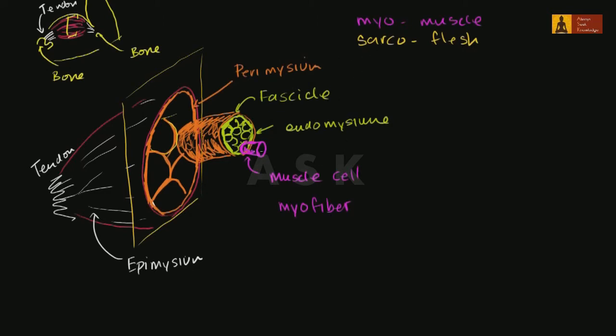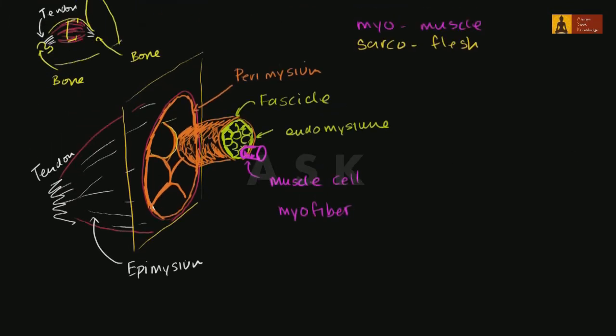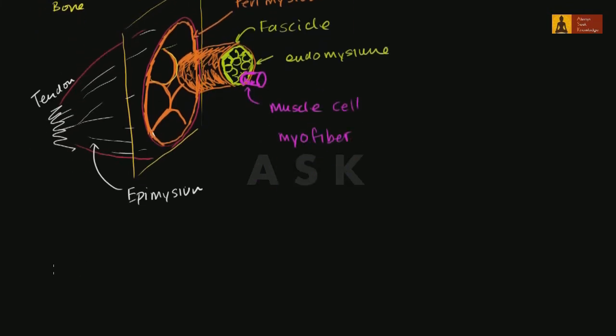So this is myofiber. This is an actual muscle cell. So let's zoom in on that actual muscle cell. Let me draw it a lot bigger here. An actual muscle cell is called a myofiber. It's called a fiber because it's longer than it is wide. Let me draw the myofiber like this.